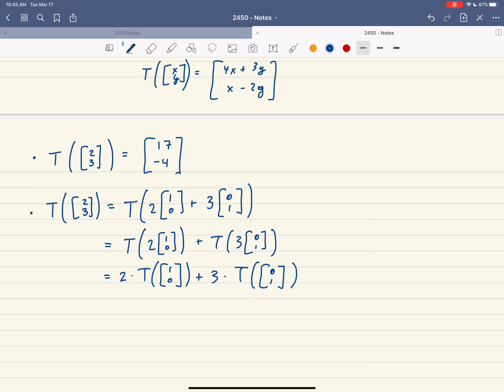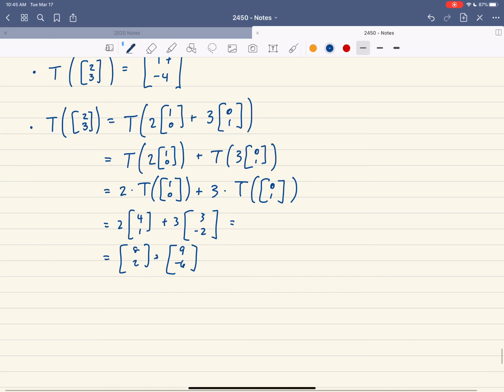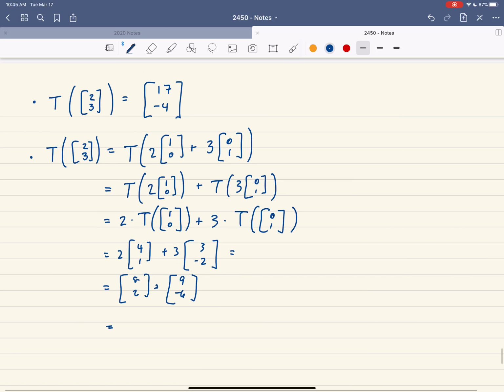So T of (1, 0), we said, was (4, 1), and T of (0, 1), we said, was (3, -2). And so you can just check that if I were to take (4, 1) and multiply by 2, we would get (8, 2). And if you were to take (3, -2) and multiply by 3, you get (9, -6). Add them up, you definitely get what we want. We definitely get (17, -4), which is what we already knew we should get based on our previous calculation.